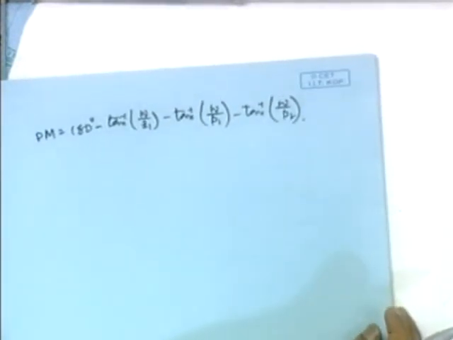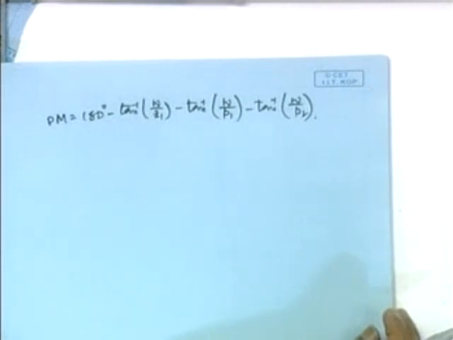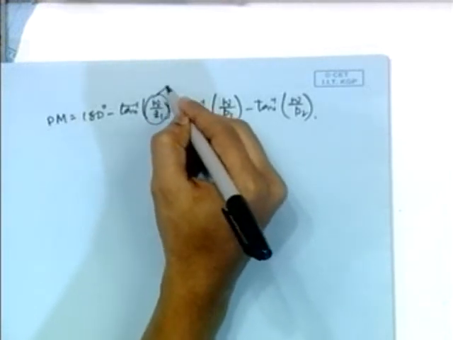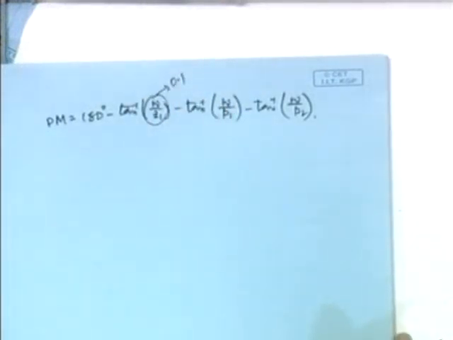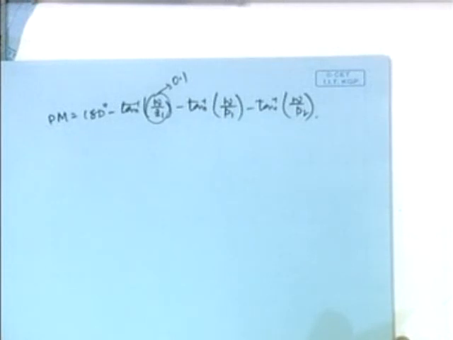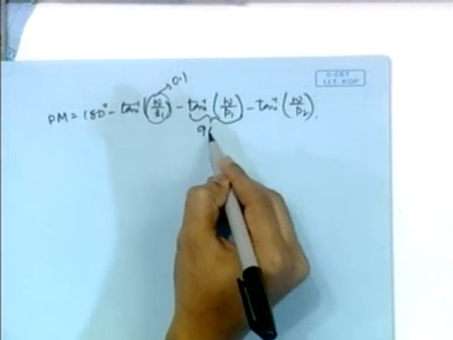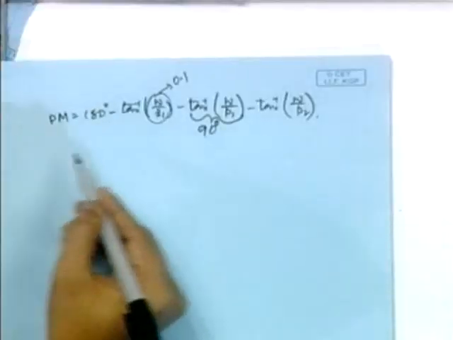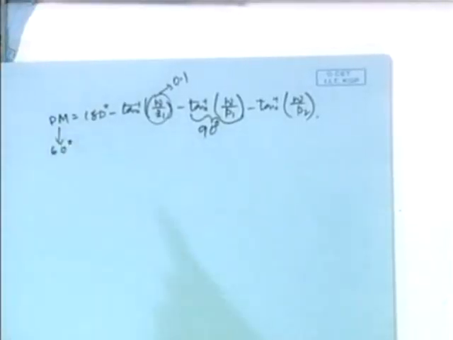We know omega by z1 means what? 0.1, because z1 is 10 times larger than omega. I have told that in this given problem, z1 is 10 times larger than omega. So this portion is 0.1. Tan inverse omega by p1, that is 90 degree, because omega by p1 is a very large value since p1 is at the lower frequency range. So this gives you a 90 degree phase shift. Now you can easily calculate, and PM is 60 degree.